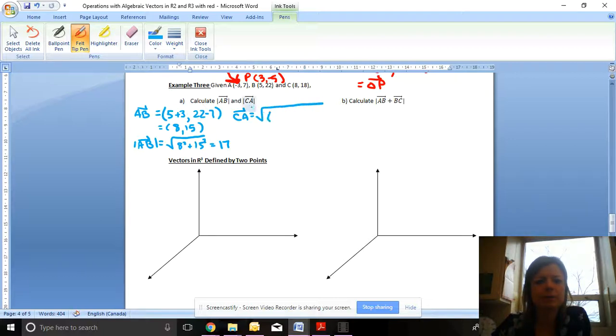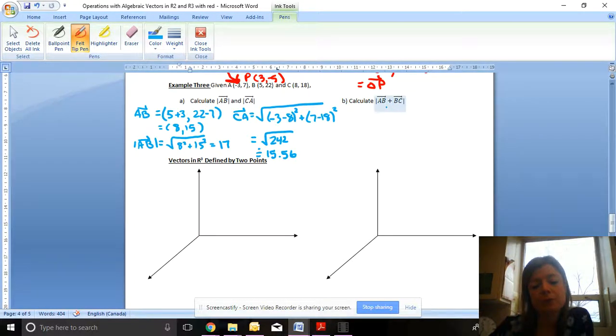So big square root. Remember, it's A coordinates minus C coordinates. So -3 minus 8 all squared plus 7 minus 18 all squared, and you get root 242, which is approximately 15.56 units long.